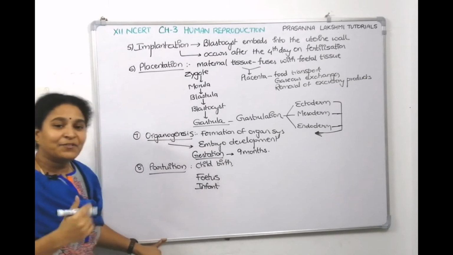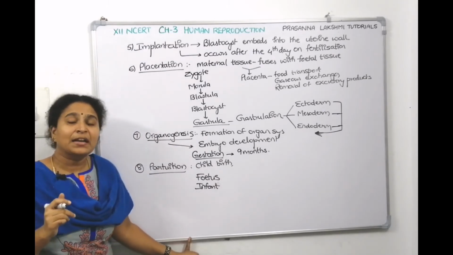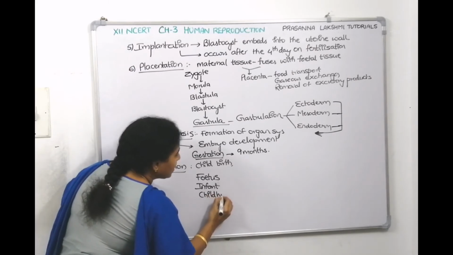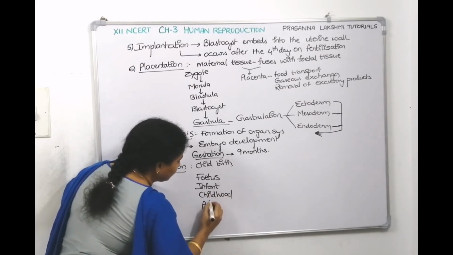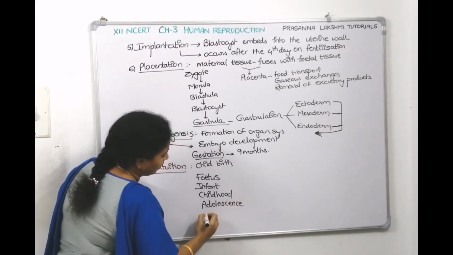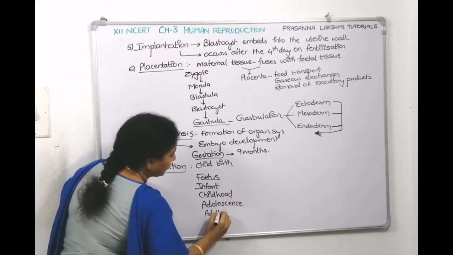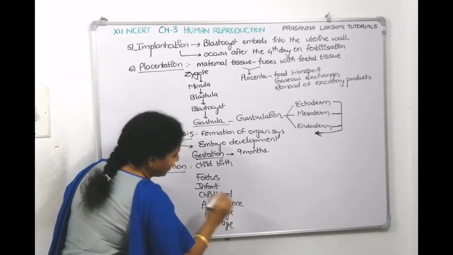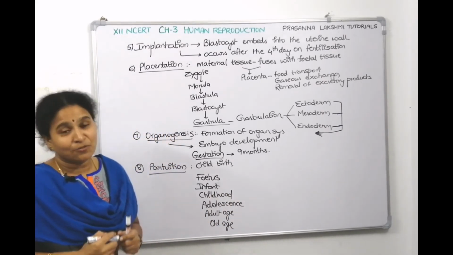Then, what's the next stage after infant? We can call it childhood, right? After childhood is adolescence. After adolescence, what is the age called? It's called adult age. The next one is old age, right? So these are the stages in the life cycle. All of us have crossed through these stages.